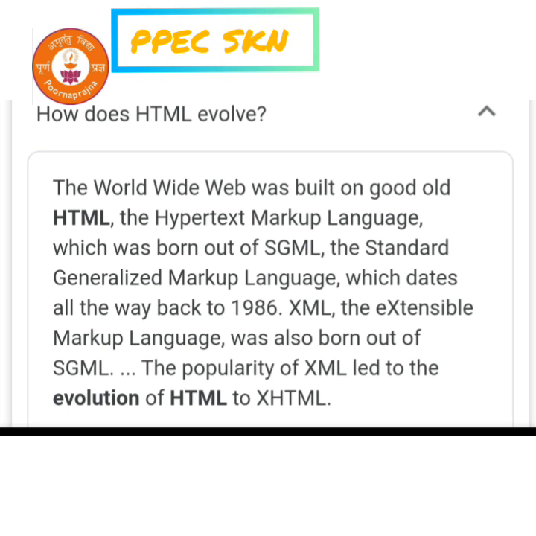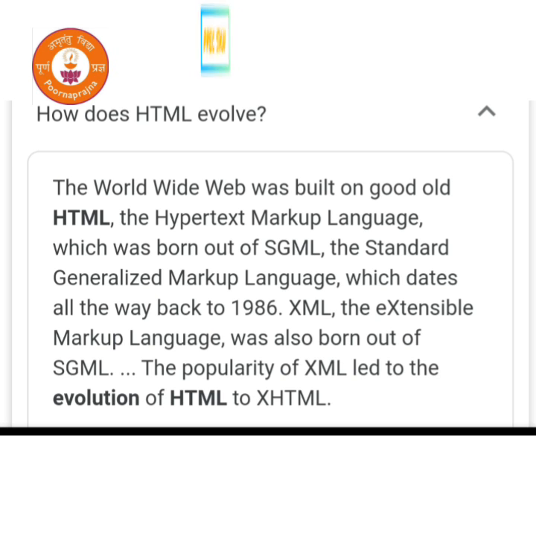Then one small introduction about the origin of HTML. HTML is an improved version of SGML, Standard Generalized Markup Language, and the original HTML document was developed or designed by Tim Berners-Lee in the 1990s.